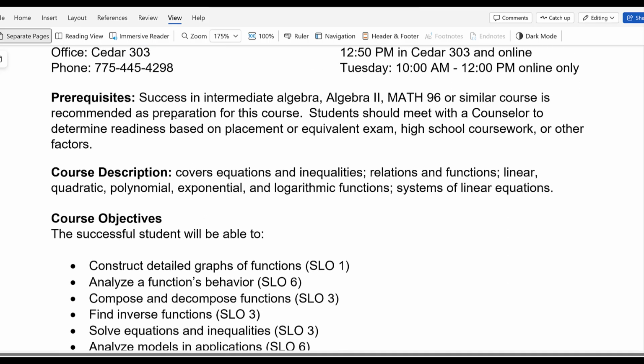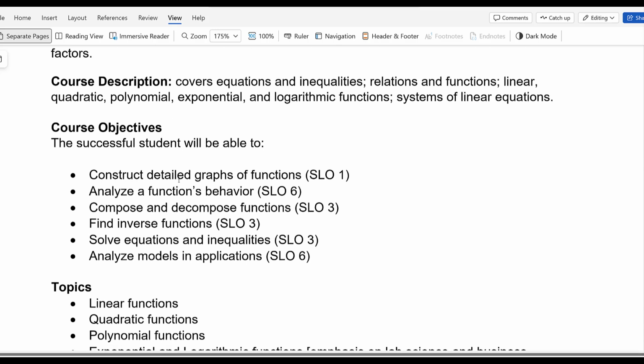Prerequisite: success in intermediate algebra, algebra 2, math 96 or similar course is recommended as preparation for this course. Students should meet with a counselor to determine readiness based on placement or equivalent exam, high school coursework, or other factors. Course description covers equations and inequalities, relations and functions, linear, quadratic, polynomial, exponential, and logarithmic functions, and systems of linear equations. And there's quite a bit that we cover for this class. It's similar to a Math 126 class. We don't have quite the same depth, though. But if you do take 126 after this, you'll see some common topics there.